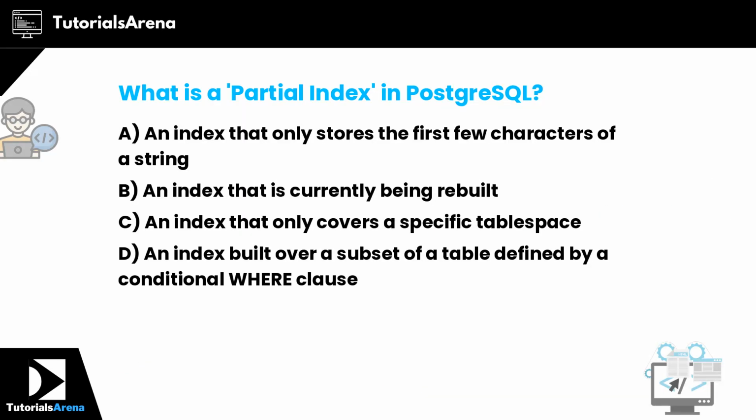What is a partial index in PostgreSQL? The correct answer is option D, an index built over a subset of a table defined by a conditional WHERE clause.